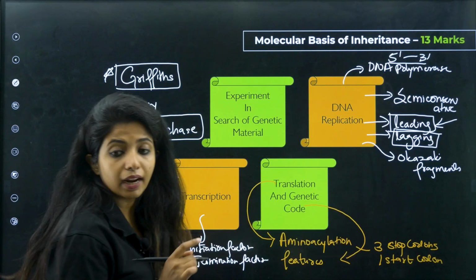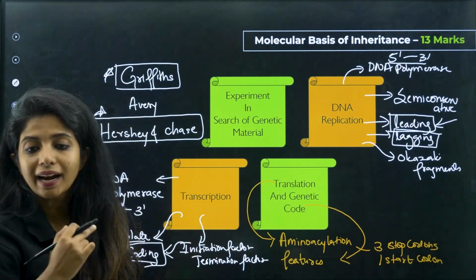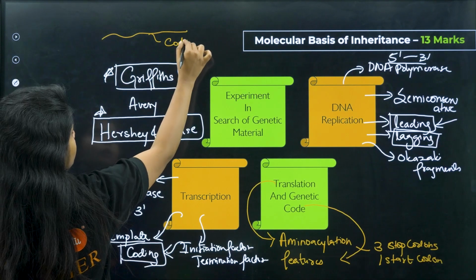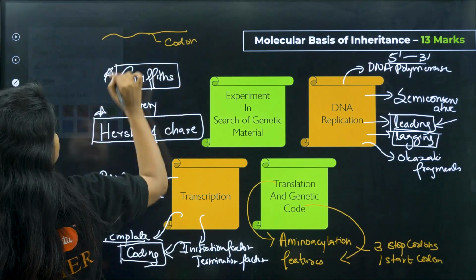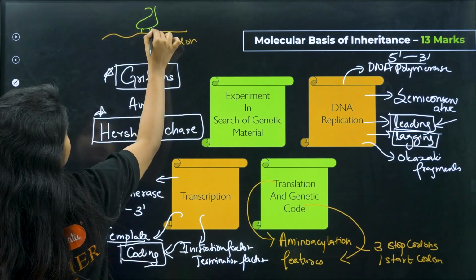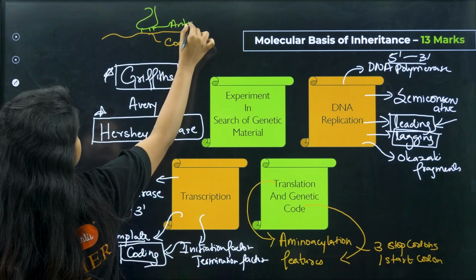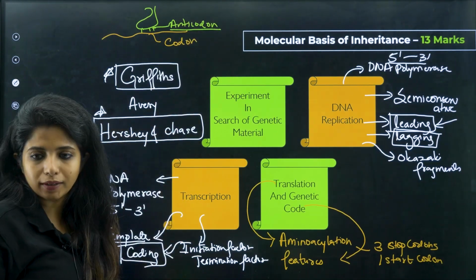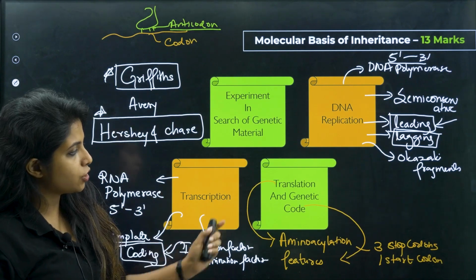And remember where the codon is found and where the anticodon is found. If this is the mRNA, this is where the codon is found. The anticodon is found on the tRNA over here. This is the anticodon. So remember that as well. So this is from translation and genetic code.